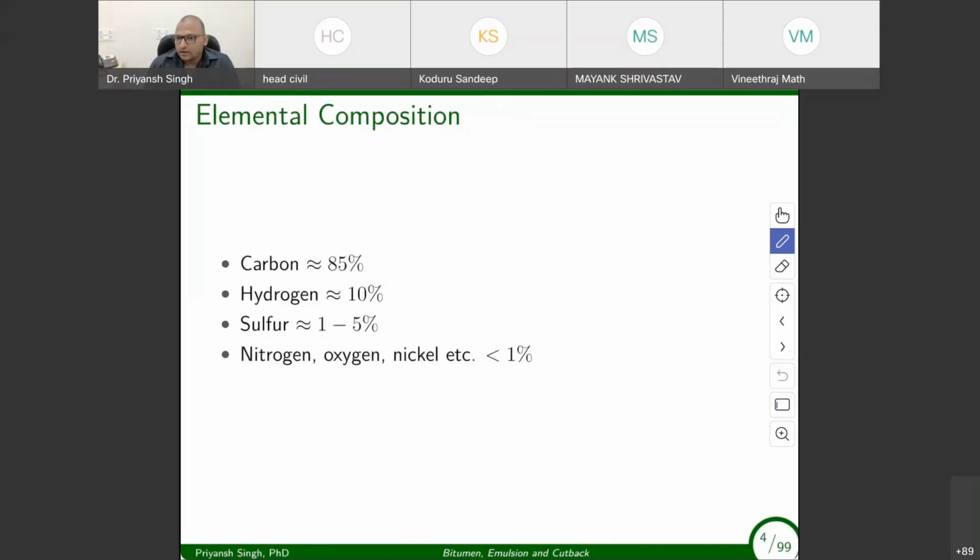In chemical elemental composition, if you want to say what we have in the asphalt binder, most of the part in an asphalt binder or in a bitumen is composed of carbon, around 80 to 90%. Next we have hydrogen, around 10% of the material. Then we have sulfur around 1 to 5%, and then different traces of nitrogen, oxygen, or maybe some heavy metals also. That percentage needs to be less than 1%.